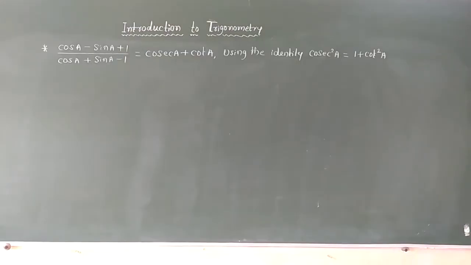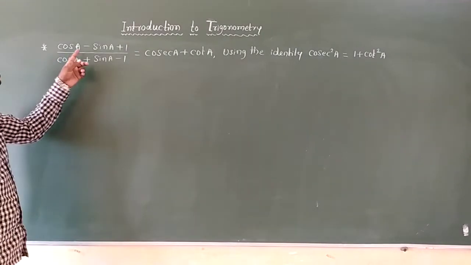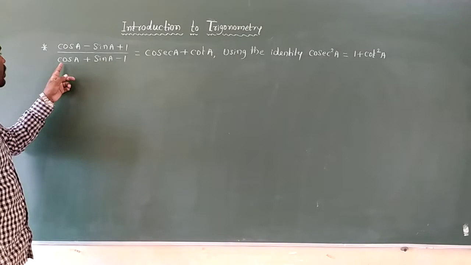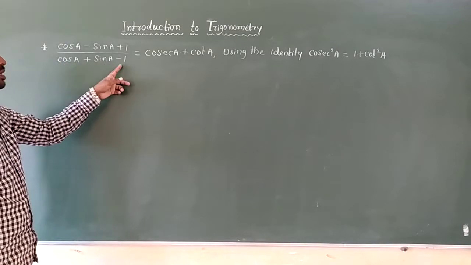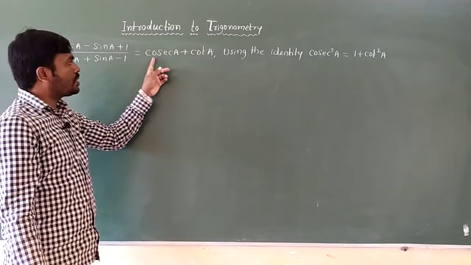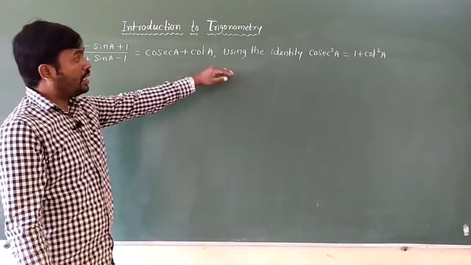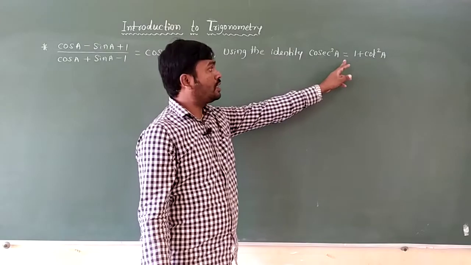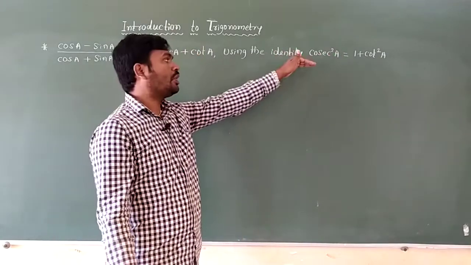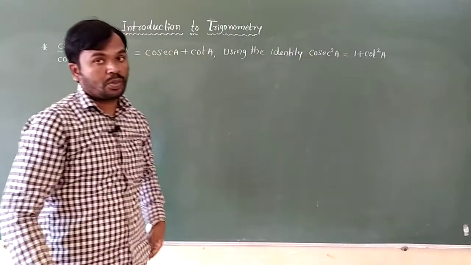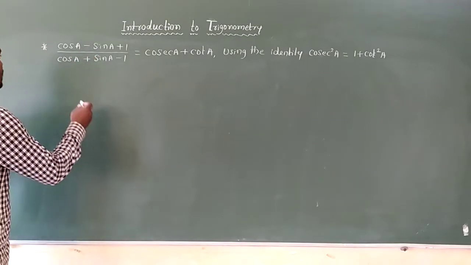Okay children, the next problem is: prove that (cos A minus sin A plus 1) divided by (cos A plus sin A minus 1) is equal to cosec A plus cot A. This is what we need to prove, using the identity cosec square A is equal to 1 plus cot square A. We know this identity, and by using it we have to solve this one. Let us solve it by taking the LHS again.